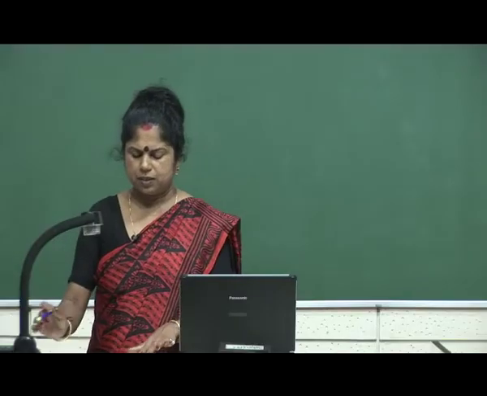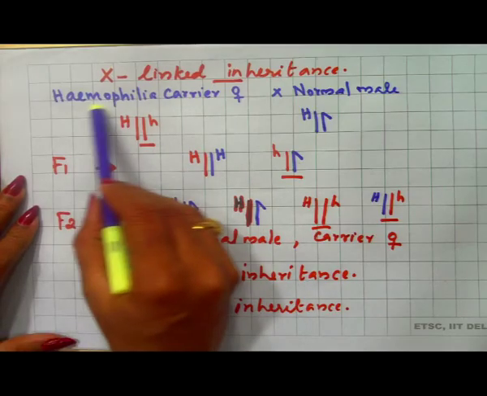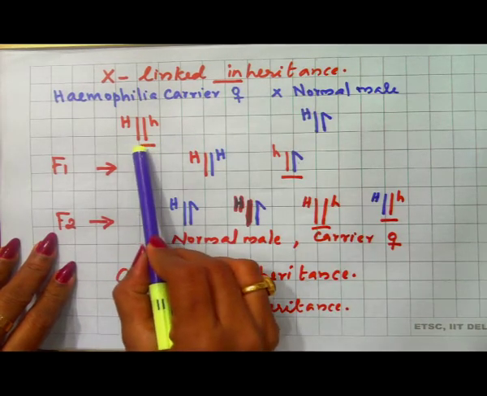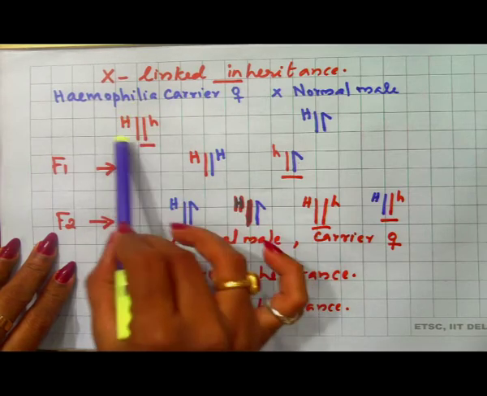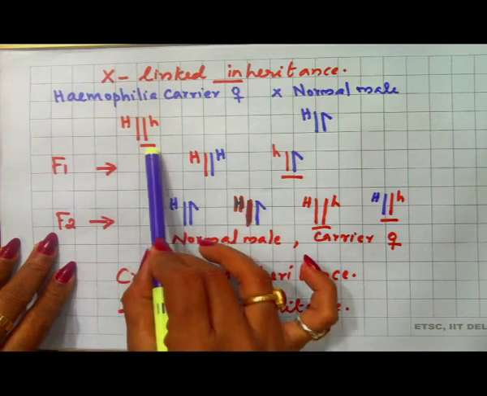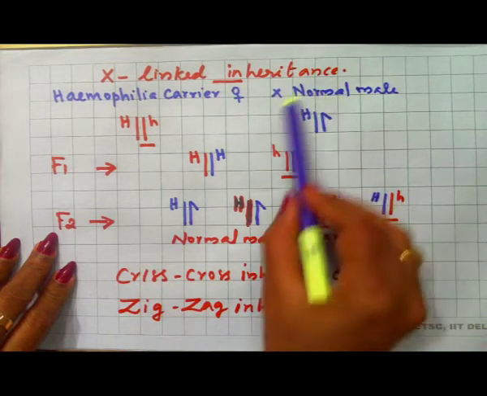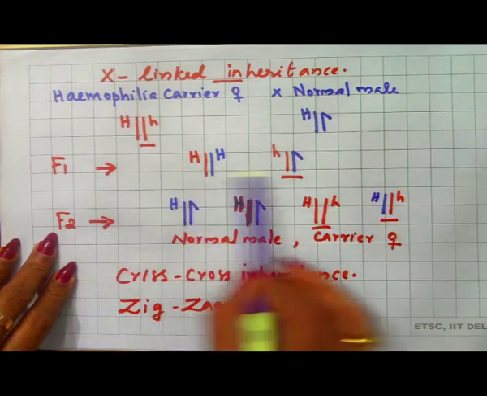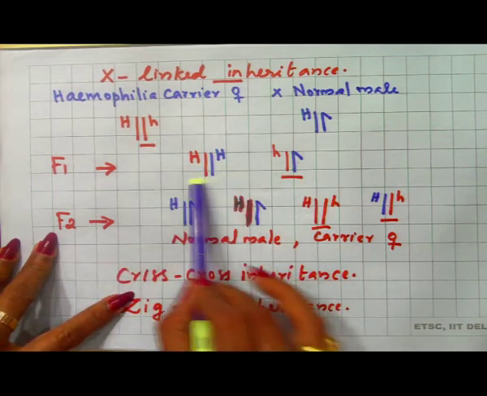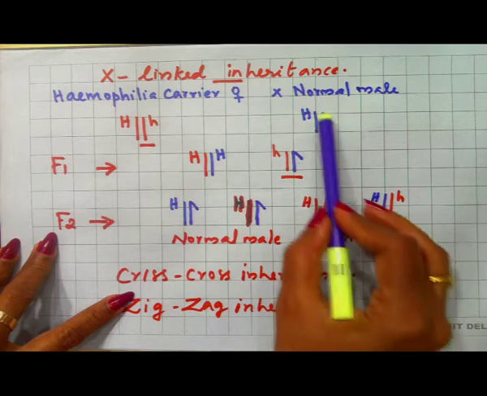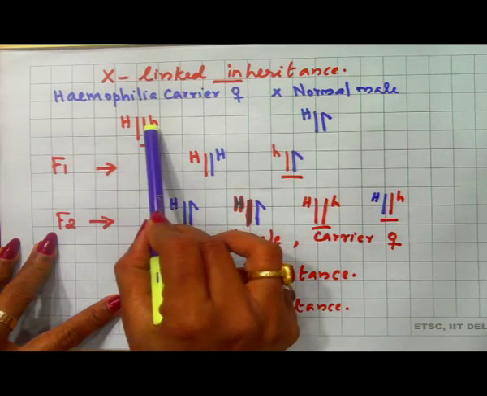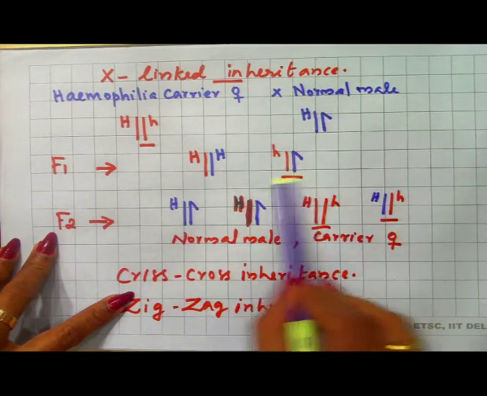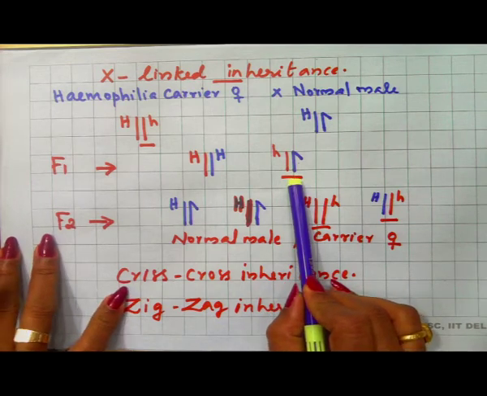Now, you can see the second case, hemophilia carrier female, that is heterozygous, one X chromosome with a normal allele and one with a hemophilic allele. This is a normal male with X and Y chromosome. See here, the possible progeny is female, normal, and this particular gamete, when it fuses with the Y chromosome, there is the production of a hemophilic male.